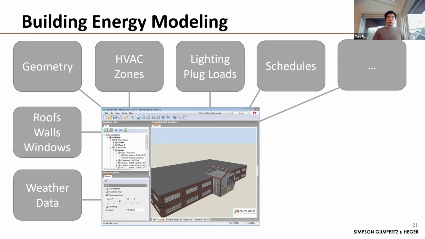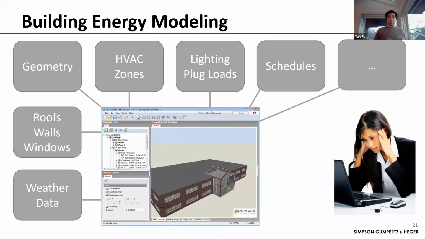When we do building energy modeling, there are a lot of different components going into the modeling. You have to worry about geometry to model the building, the envelope, the weather data, HVAC system, lighting, plug load, and the schedules: occupancy schedule, HVAC schedule, lighting schedule. So there's a lot going on right there. Next.